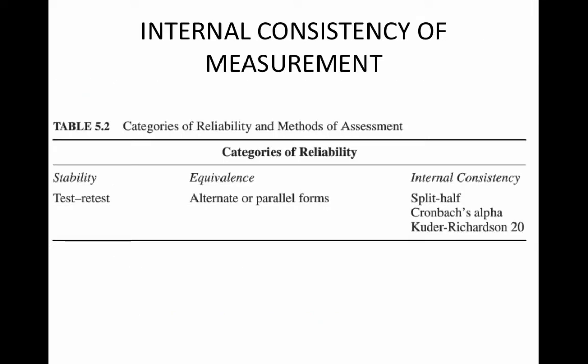Internal consistency of measurements. Categories of reliability and methods of assessment. Stability: test, retest. Equivalence: alternate or parallel forms. Internal consistency: the split half.